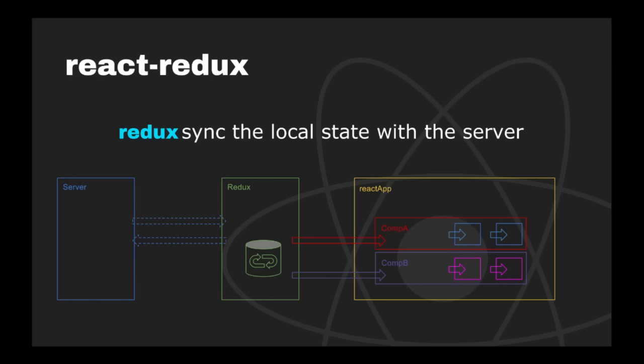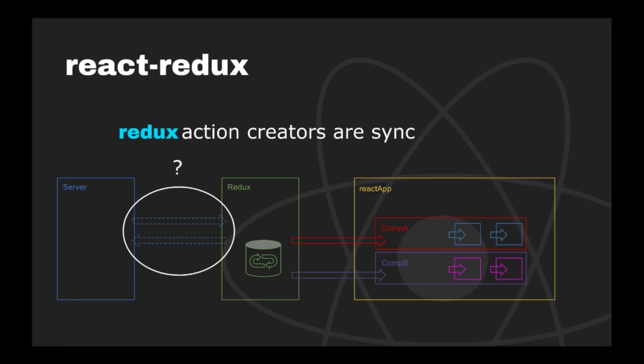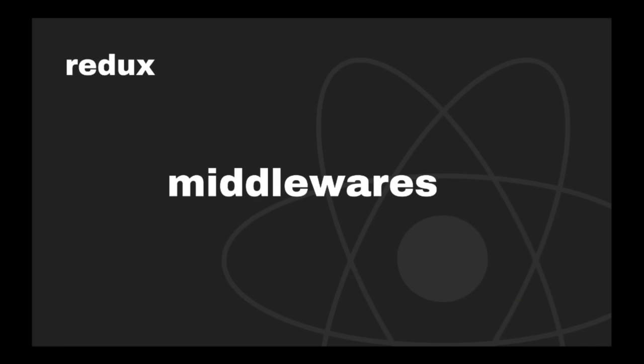So basically what we're going to do is fetch the data from the server inside of Redux, and then whenever we have any mutation on our state, we are going to feed that into our applications. But the connection between the server and Redux is going to be asynchronous, of course, because they are just network requests. And how are we going to solve that if our action creators in Redux are synchronous? Well, this is where we start to learn about Redux middlewares.